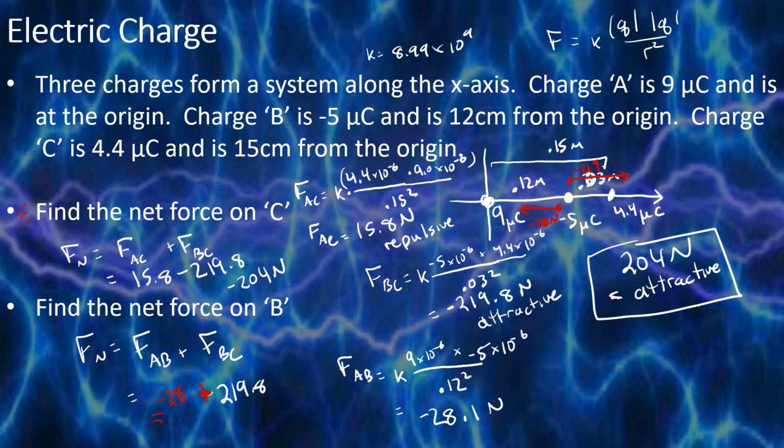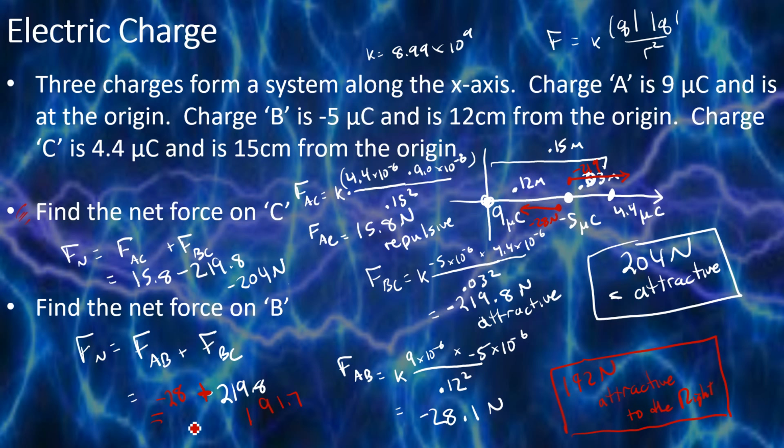Okay, I don't know why my computer just beeped, but whatever. 219.8. So we get a net of 191.7. I'll say that's 192. Now, which way is that going? Well, it's definitely stronger to the right. So I'm going to have 192 newtons attractive, but to the right. The other one was working against it.